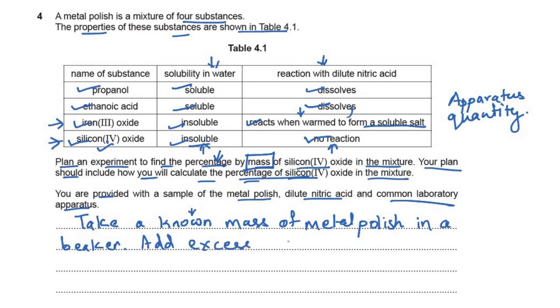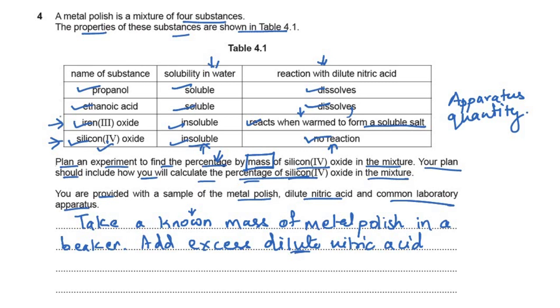excess dilute nitric acid. Why am I specifying excess? Because all of the possible substances should dissolve and react in the dilute nitric acid. Now if we are already using dilute nitric acid, that means it contains enough water also. So the substances soluble in water will dissolve, and the substances which are going to react with the nitric acid, that is also going to react.